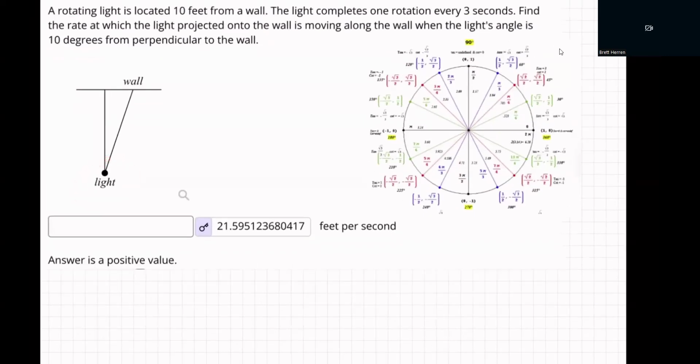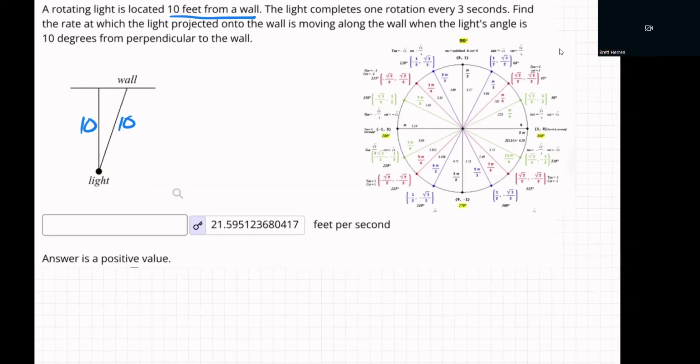So the light, you see the picture here, there's the light, here's the wall. The light is located 10 feet from the wall. That means this is 10. You might wonder, well, how do you know it's not like that? Well, because whenever we say how far something is from something, we mean straight at it, meaning at 90 degrees, right? Otherwise you could say, well, it's way over here. It's really far from the wall, right? That's not what we mean. The definition of distance between two things is a straight line, meaning 90 degrees.